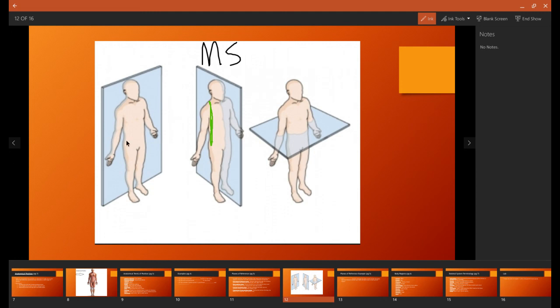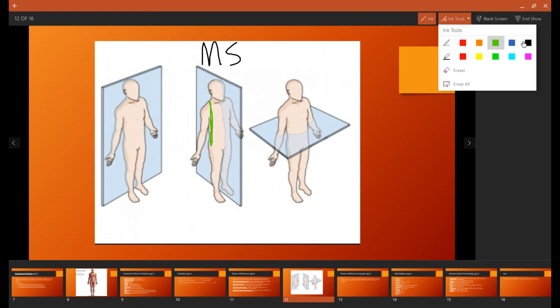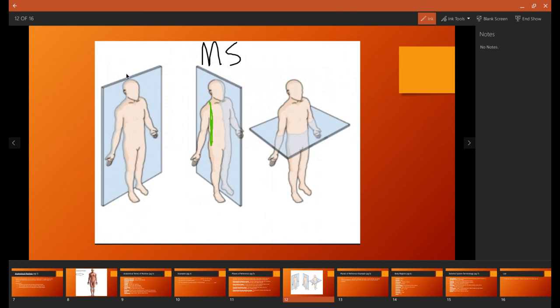Over here, this is a coronal section. So you can see it divides the body into an anterior and posterior portion. So we'll go ahead and label that one with a frontal. And then over here we have our transverse. And you can see it divides the body into a superior and inferior.